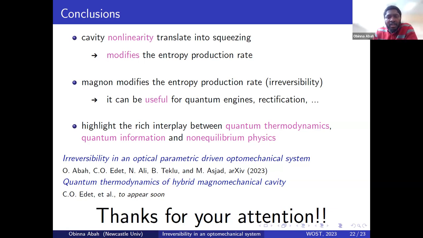And in a nutshell, this study shows you the interplay between quantum thermodynamics and non-equilibrium physics, as well as some quantum information. And if you want to see more, you can look at the paper already on arXiv, and I hope to put out the second part soon. And thank you for your attention.